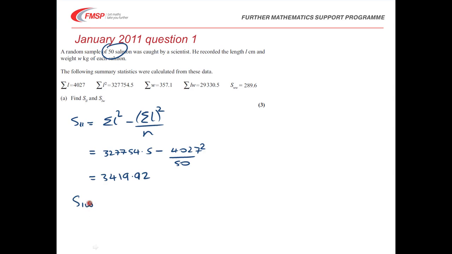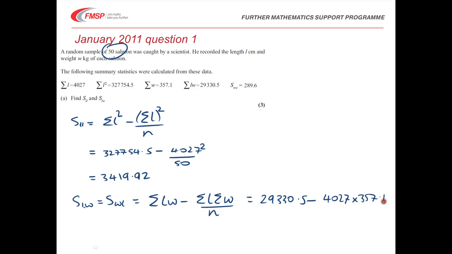Then to find SLW, just a little bit of a heads up, that's the same as SWL, the symmetry here. So this is going to be the sum of LW minus the sum of L sum of W over N. If we calculate that, that's going to be 29330.5 minus the sum of L, 4027, times by the sum of W, 357.1, all divided by 50. And again, carefully typing that into your calculator will give you a value of 569.666. And you get only one more mark for that because fundamentally it's the same skill. So, they're not going to reward you heavily for that.